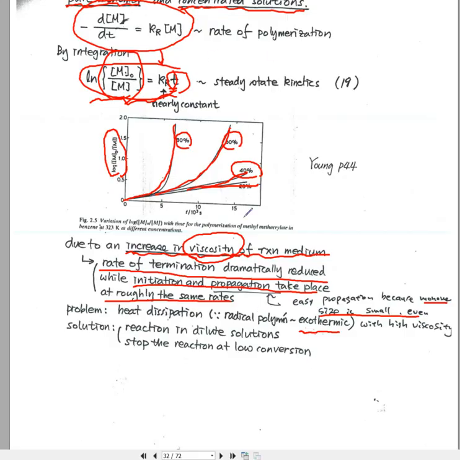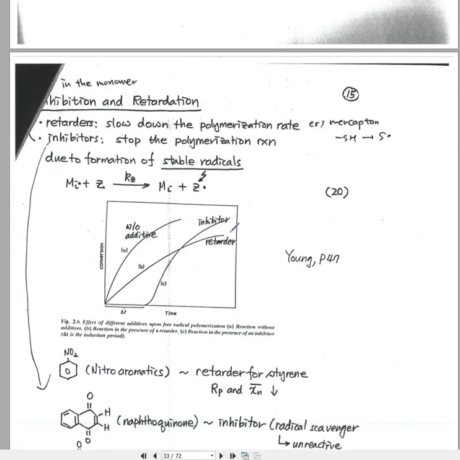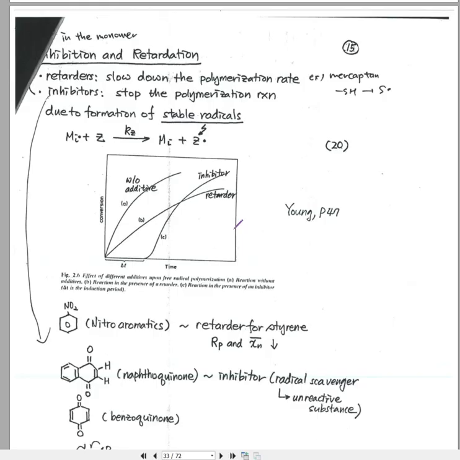So to prevent this gel effect, or auto acceleration, from happening, we need to not use high concentration. We need to use dilute solutions, or we can stop the reaction at relatively low conversion, because it could be very dangerous. Okay, so this is auto acceleration.